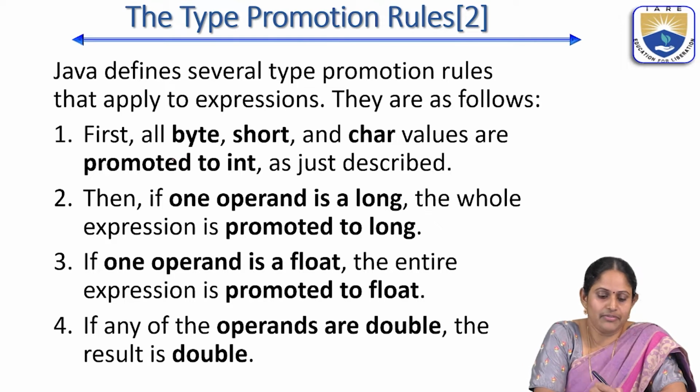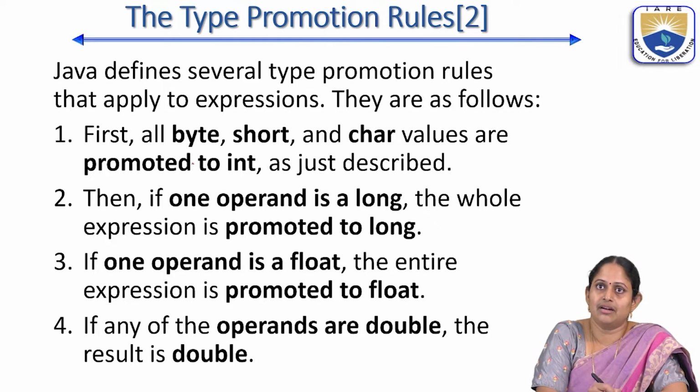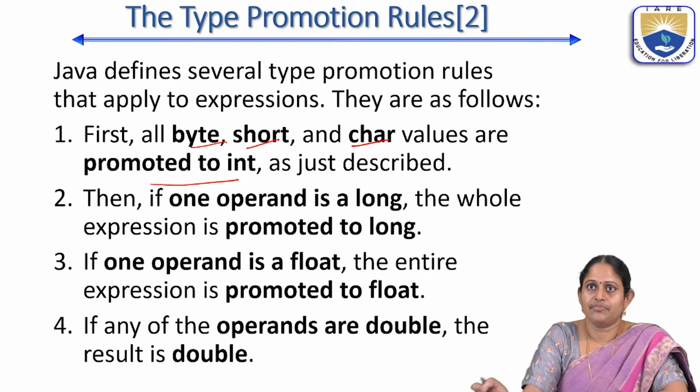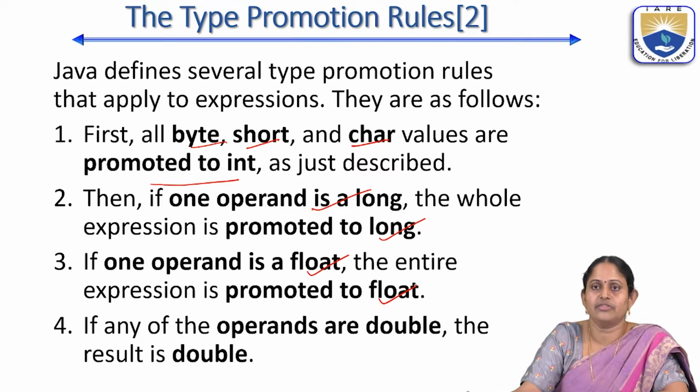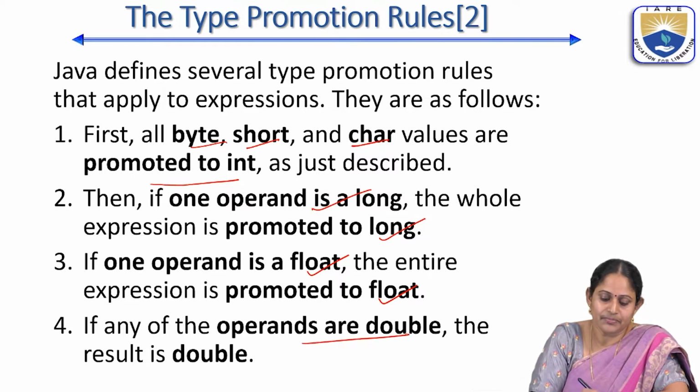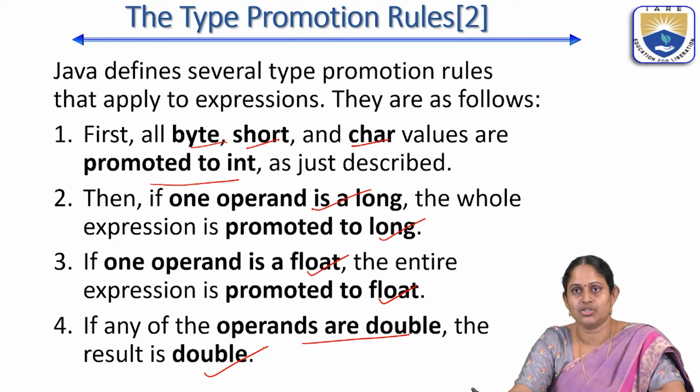Let's look into some of the rules of type promotion. First, byte, short and character will be promoted into an integer. If one of the operands is long, then the whole expression will be promoted to long. If one operand is float, then the result of the whole expression will be promoted to float. And if one operand is double, the whole thing will be converted into double.